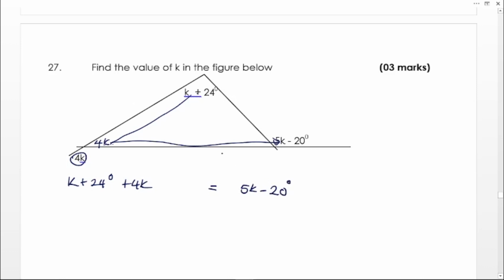My dear learner, this question required you to be well versed with the idea of algebraic equations and expressions. Now here we are collecting like terms. k plus 4k plus 24 is equal to 5k minus 20. Now minus 24 here, minus 24.